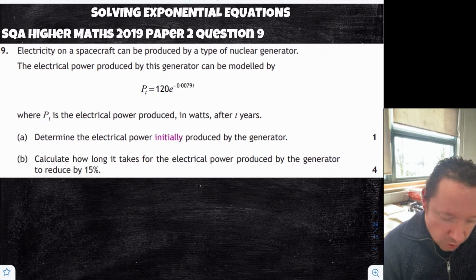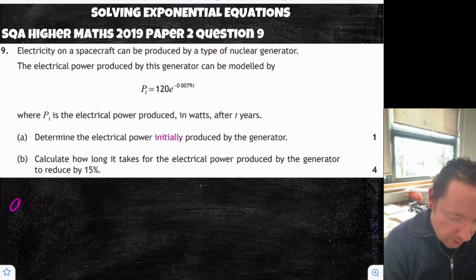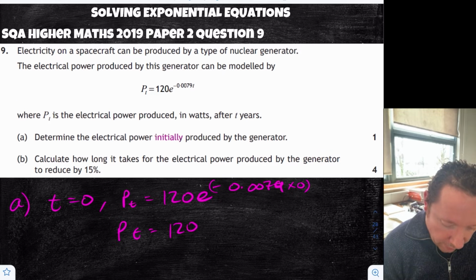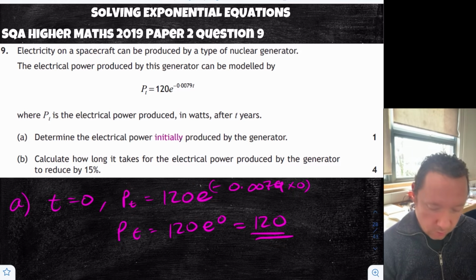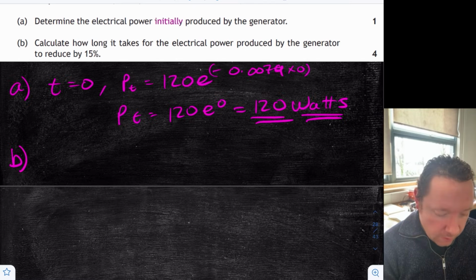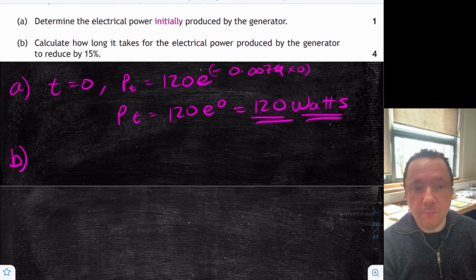So if it's initially produced by the generator, that means part A, when t equals 0, P(t) equals 120e to the minus 0.0079 times 0. Well, that gives you P(t) equals 120e to the power of 0, which is 120, because e to the power of 0 is 1. So we're done there. We could put the units in just to be clear. Watts. Part B, calculate how long it takes for the electrical power produced by the generator to reduce by 15%.